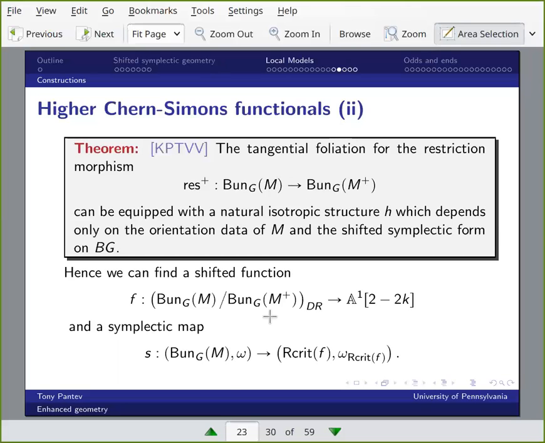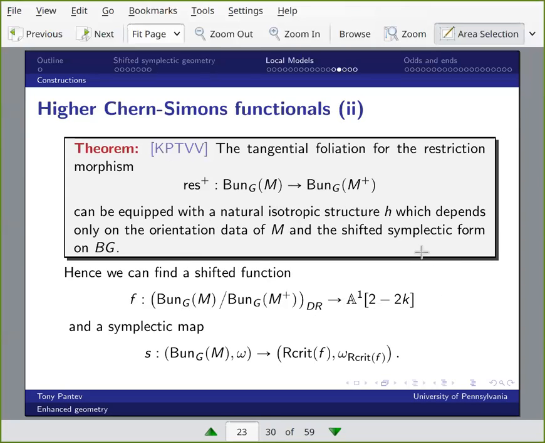So it realizes, so this F, which corresponds to this foliation, to that isotropic structure, that is the higher dimensional Chern-Simons functional. It's defined on some formal stack, but it's well defined.